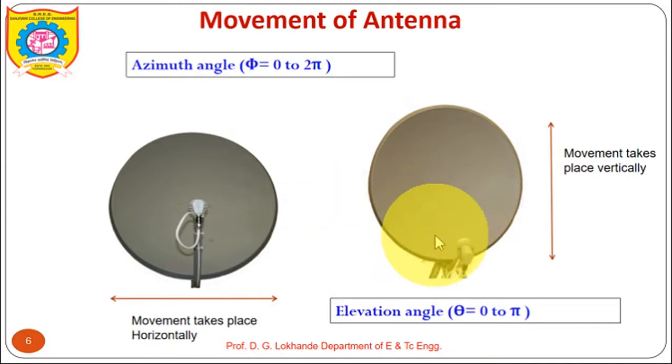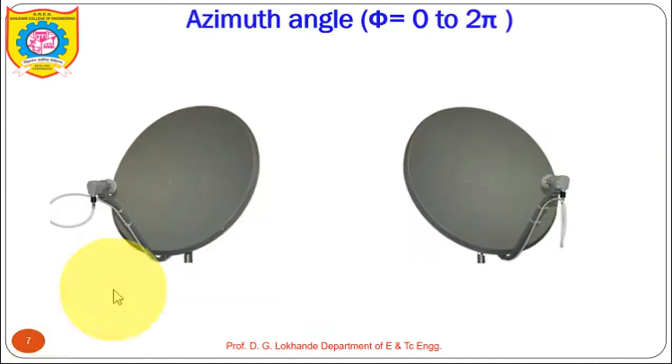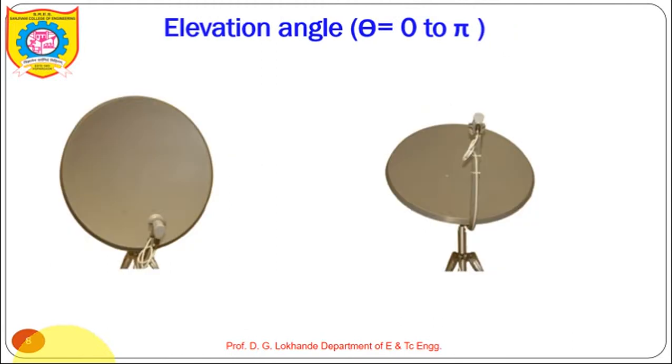So in the next slide, we will show how the particular location takes place. For the first antenna, you can see the movement takes place in a horizontal manner, that is called the azimuth angle, and it will be moving in either direction. So the movement takes place from 0 to 2 pi. Next one is the elevation angle, which moves from 0 to pi, and it moves in an upward direction and a downward direction.